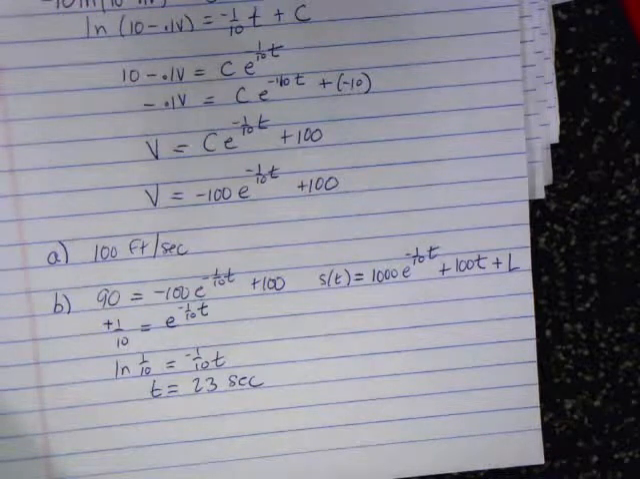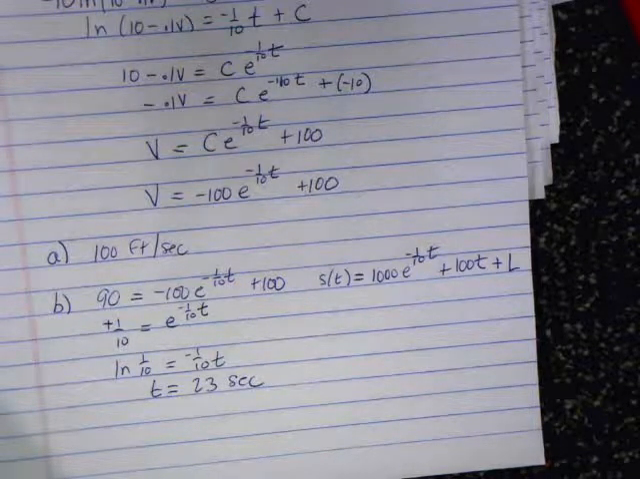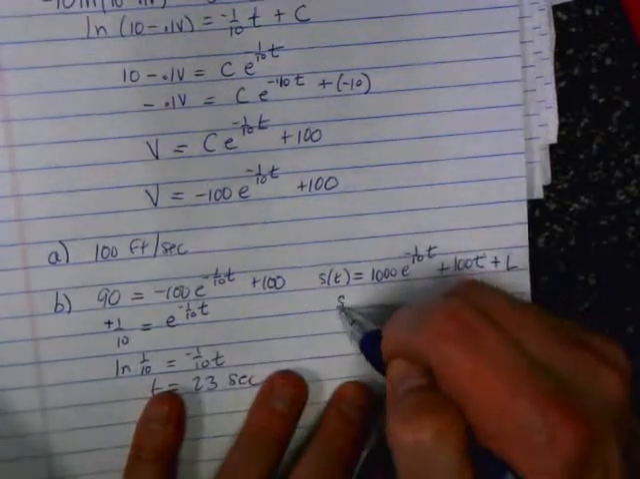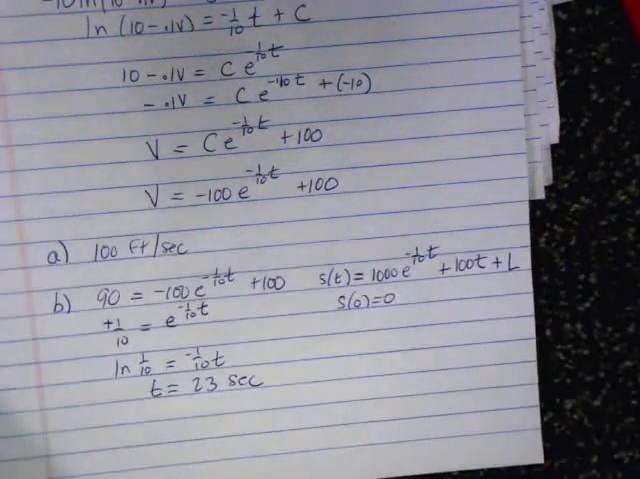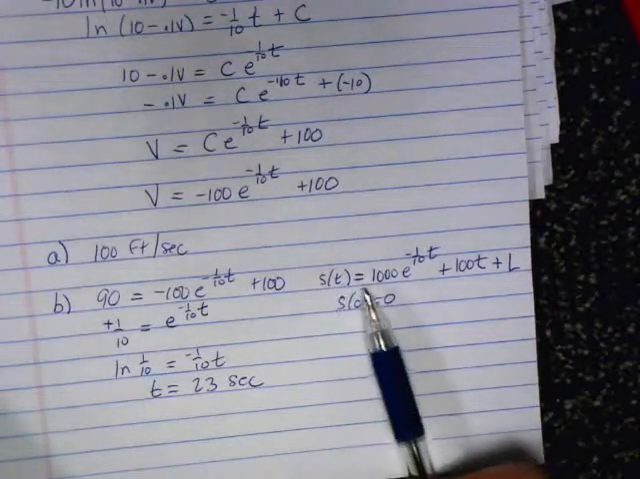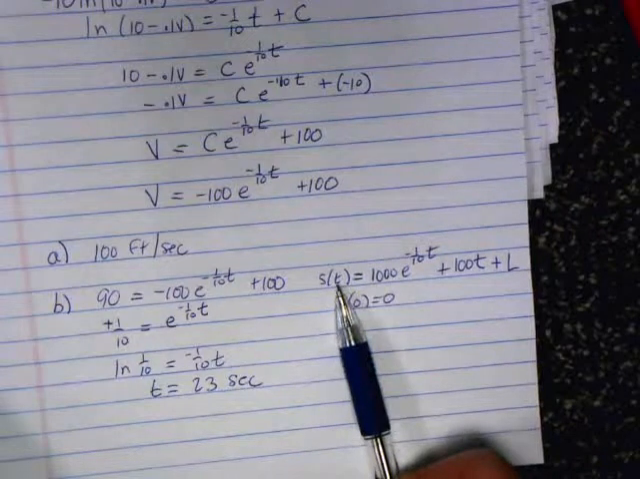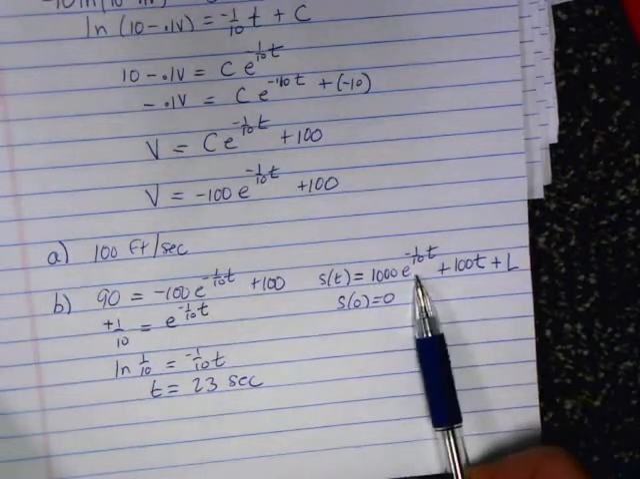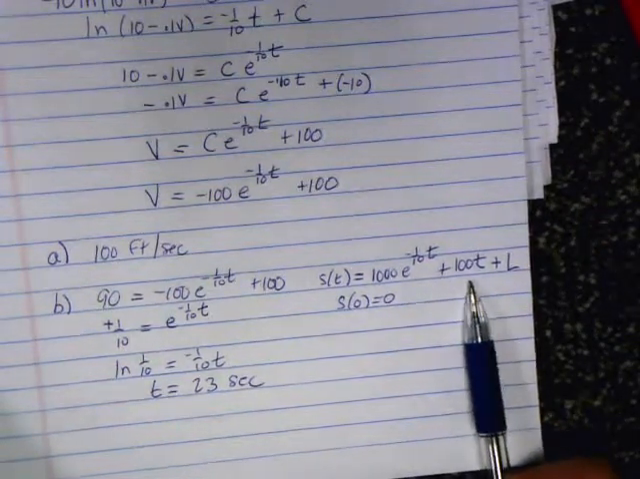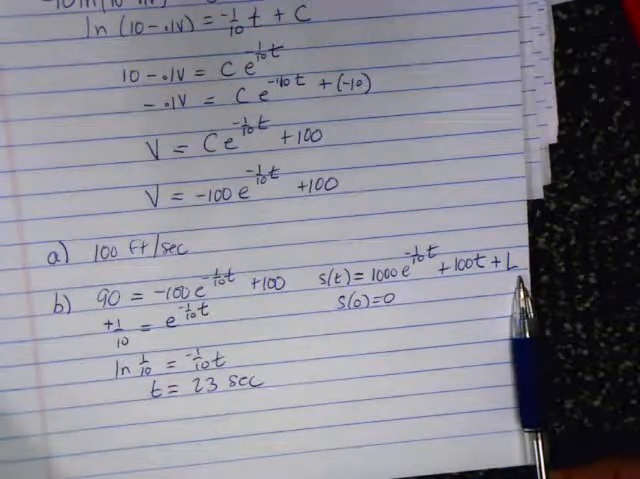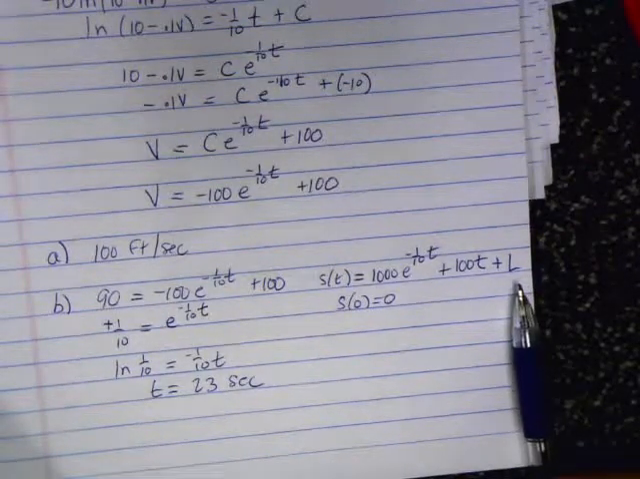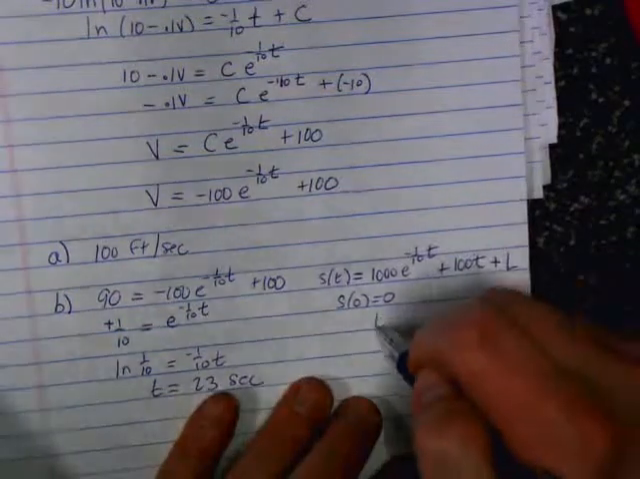Isn't that the initial position? Again, that initial position thing only works as long as your acceleration is constant. So physics is going to trip us up here. I think what we need to do is plug in s at 0 is 0. When we plug in 0, we get 0 equals 1,000 plus 0 plus L. So L is negative 1,000.